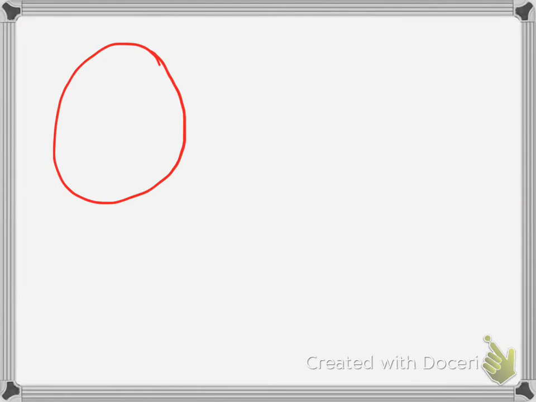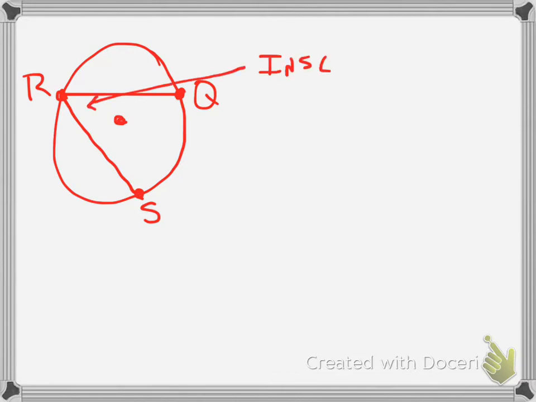Okay, so let's take a circle with a center. Circles have centers. And let's take a point R, and let's make a chord to S, and let's make another chord to Q, because why not? So we've got these two chords. And this right here, the angle that's formed, angle R, let's say, is called an inscribed angle.